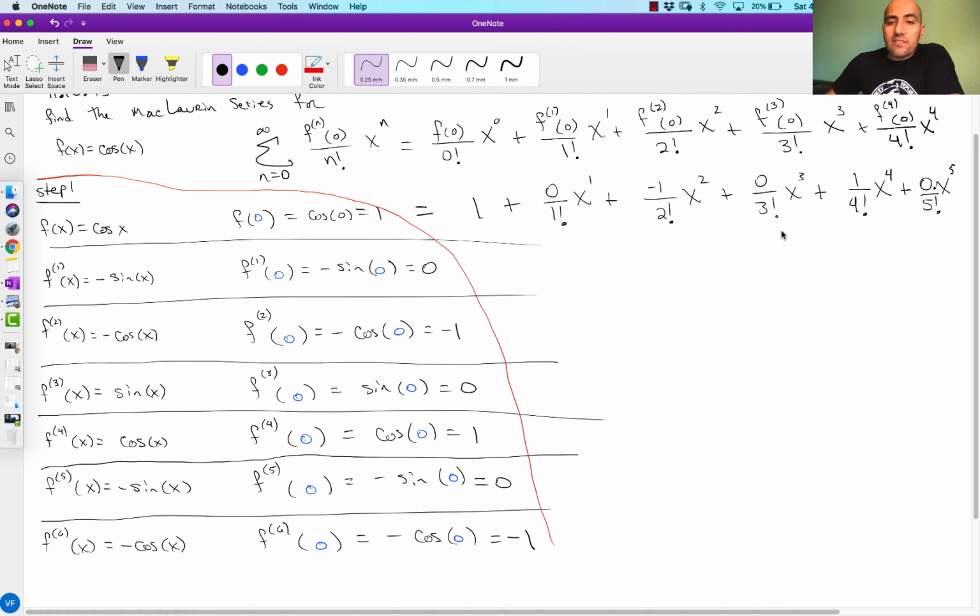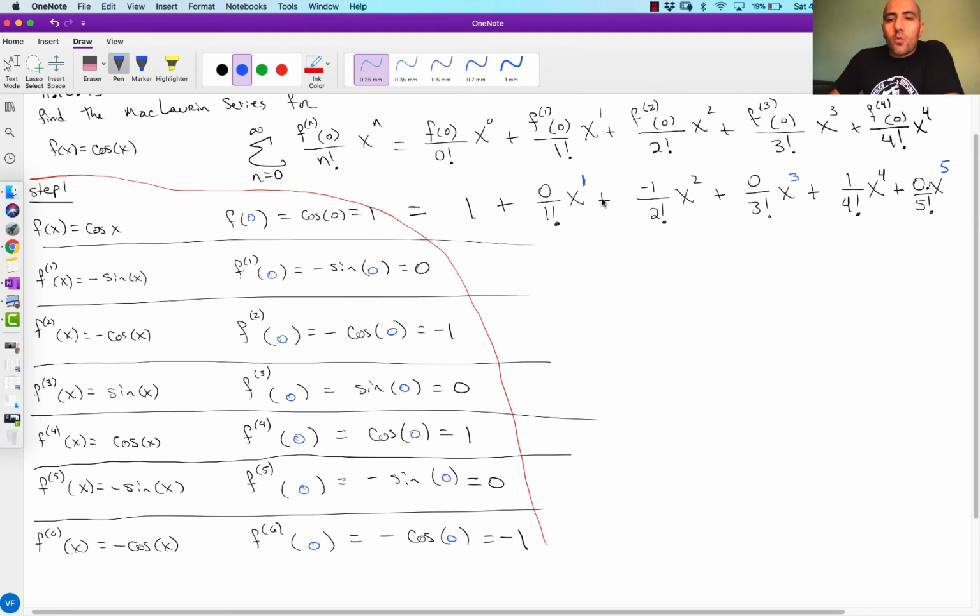Well, anytime we have a 0, it's going to disappear, right? So when all the powers are odd, let's pay attention to this pattern. Patterns, this is all about patterns. Whenever we have these odd exponents, there's a factor of 0. So they disappear, is the point.